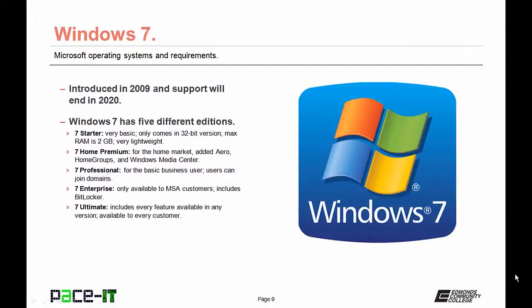Then there was 7 Enterprise, only available to MSA customers, and again it included BitLocker drive encryption. Last but not least is 7 Ultimate. Just as with Windows Vista, the Ultimate Edition has every feature available to every customer.